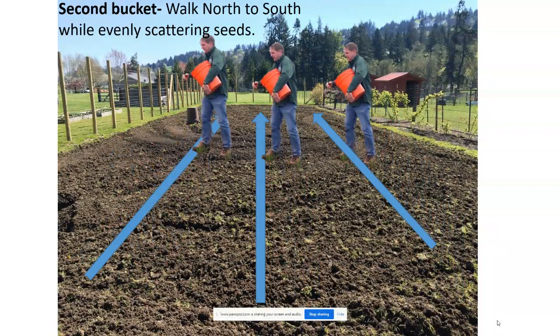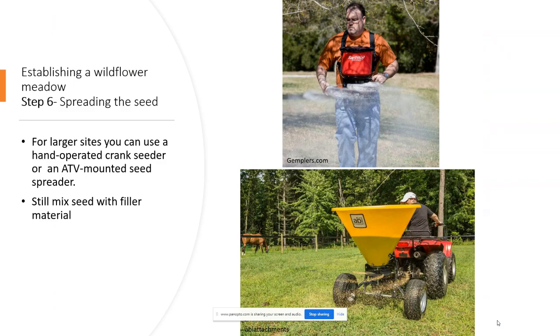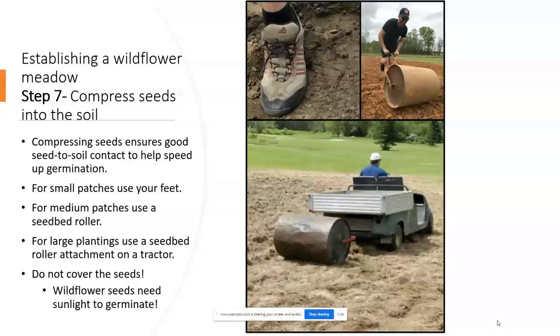And this is to basically fill in any gaps that you missed. And you're basically laying all the seed down really, really evenly. Now, if you have a larger site, you can use a hand operated crank seeder or even an ATV mounted seed spreader. I mean, these work really, really well, but you still want to mix the seed with filler material, no matter what method you're going to use.